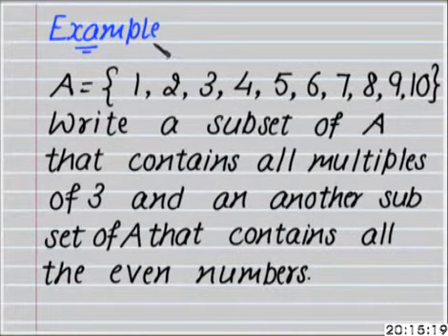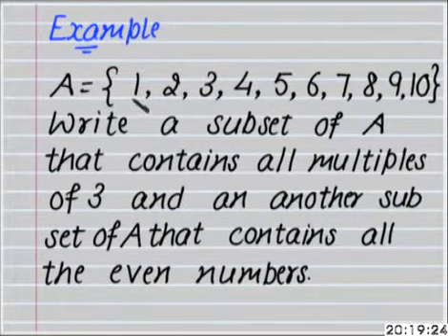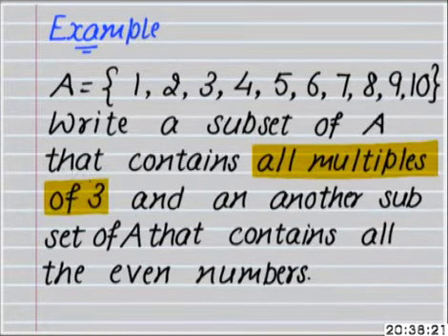Now let's see another example. A set A containing elements 1, 2, 3, 4, 5, 6, 7, 8, 9 and 10. That is all the natural numbers less than equal to 10. Now write a subset of set A that contains all multiples of 3 and another subset of A that contains all the even numbers.